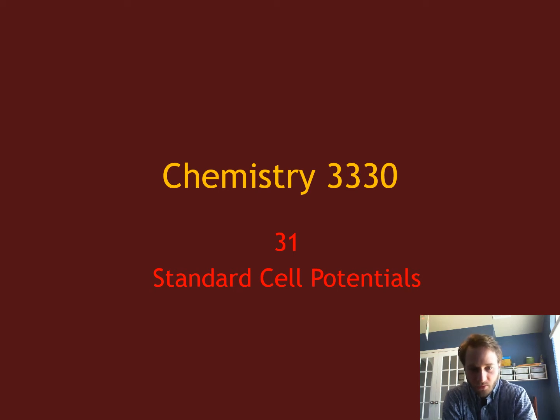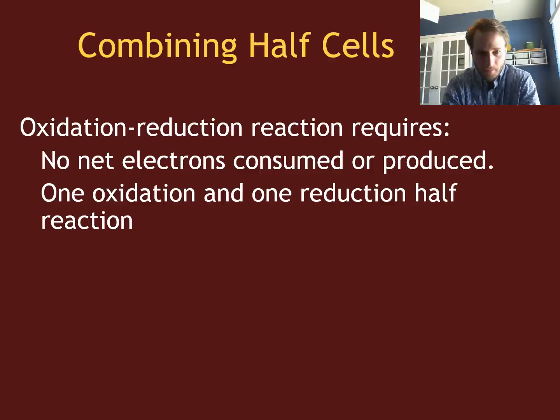All right, welcome everyone. In this video, we're going to talk about standard cell potential and references to them. We have these oxidation and reduction reactions that we're talking about, redox chemistry. In an overall redox reaction, there's no net number of electrons being produced or consumed. All electrons are contained within the redox reaction. They're being transferred from one element to another.